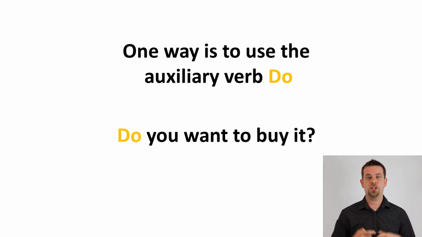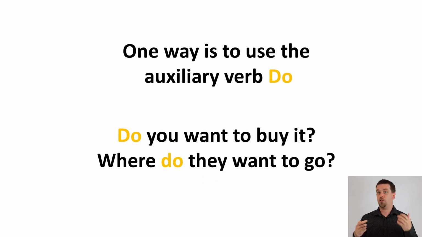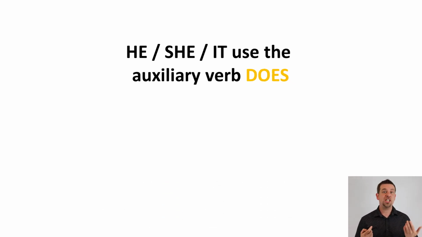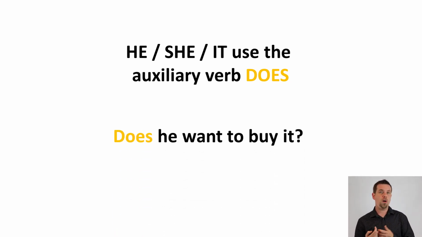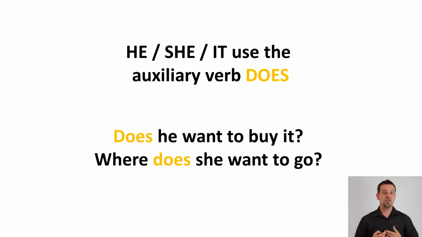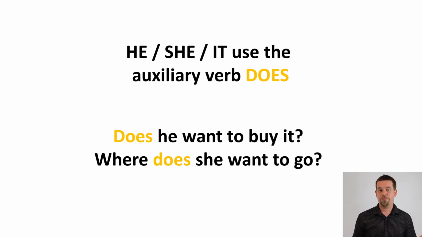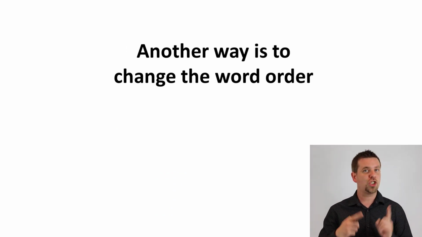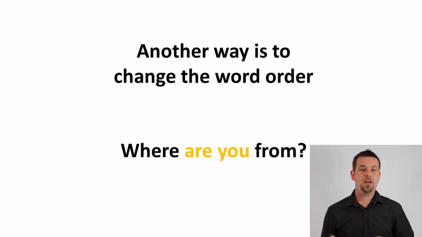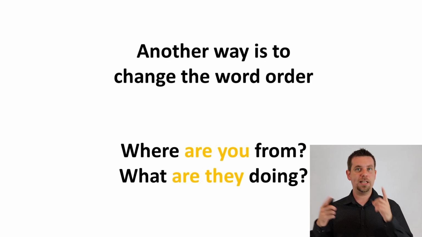What I mean is, one way is to use the auxiliary verb do. Okay, you have a question, do you want to buy it? Where do they want to go? Or with he, she, it, we use the auxiliary verb does. Does he want to buy it? Or where does she want to go? Now, another way is to change the word order. Where are you from? What are they doing, right?